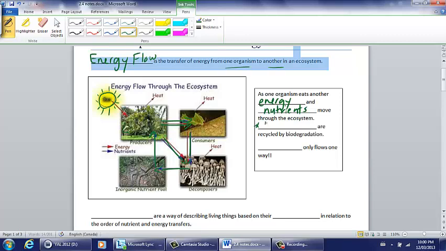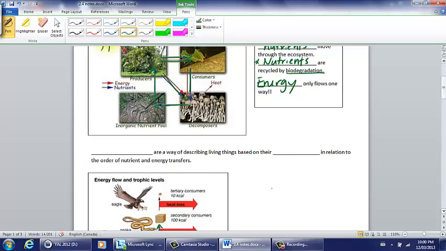It's important to realize that nutrients are always being recycled, and they're being recycled by a process called biodegradation. But energy is not recycled. Energy only flows in one direction. The biotic elements in an ecosystem fall into one of several levels. These levels are called trophic levels.